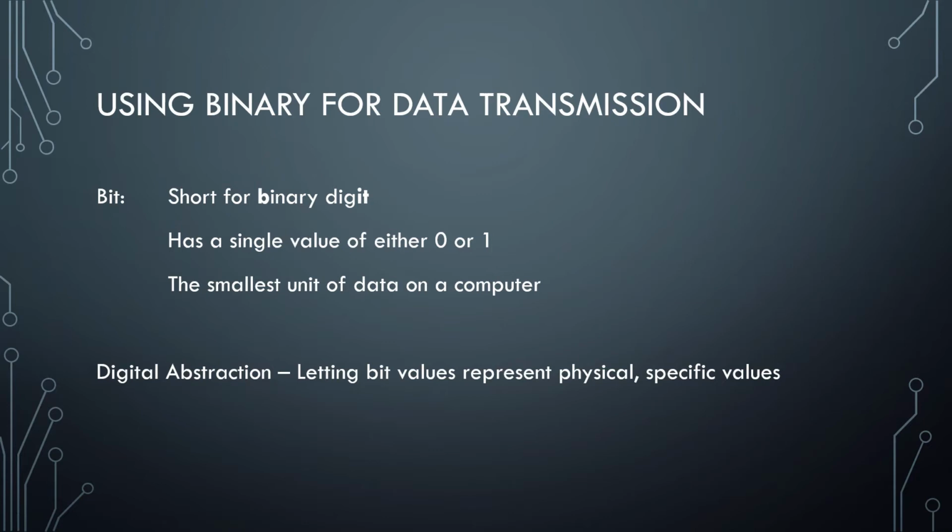So we do something that's called digital abstraction. What this means is that we let these high and low bit values, these 0 and 1 numbers, represent specific values outside of themselves. So a sequence of zeros and ones is not just zeros and ones, it is representing something else. It could be an image, it could be a string of text, it could be a lot of things. We're using these high and low values to communicate data in our computer systems.